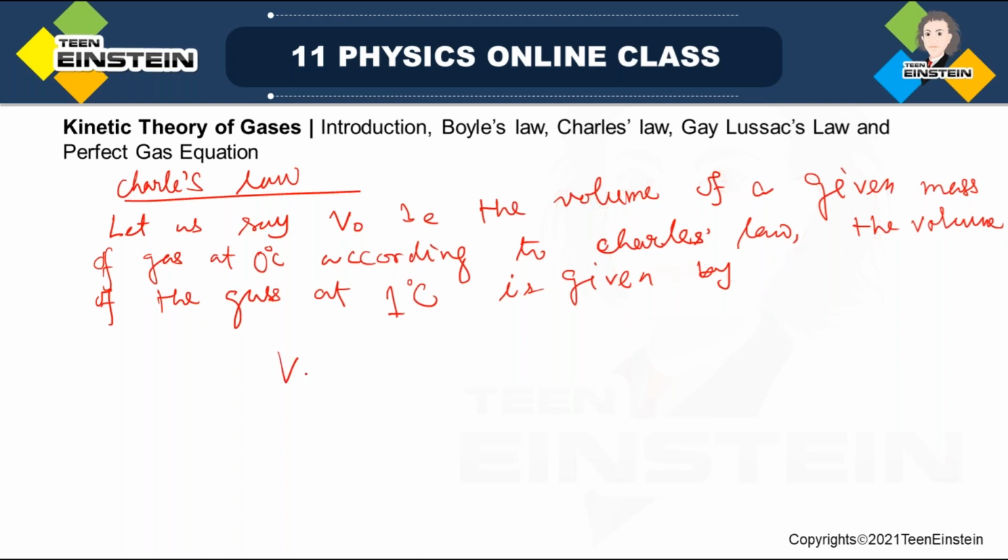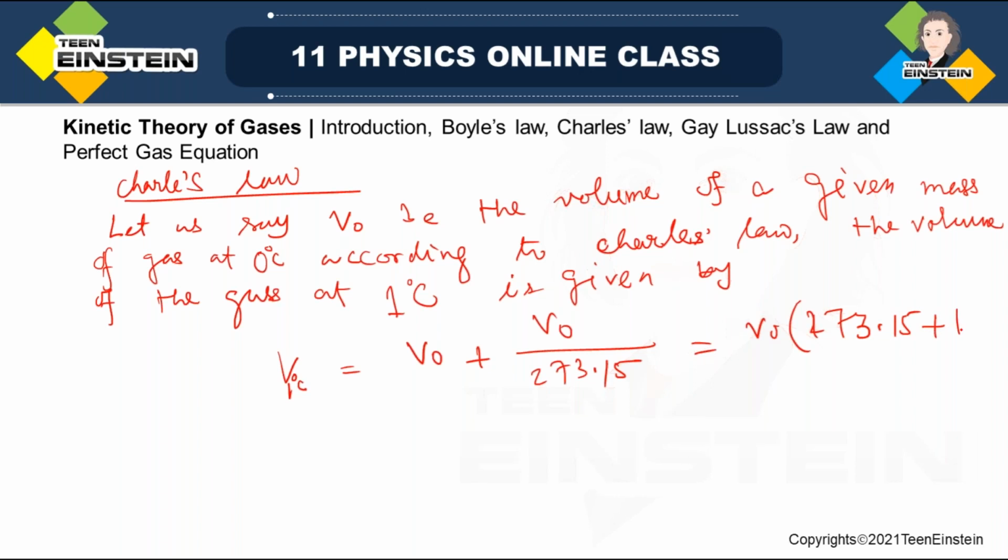V of T, or V of 1 degree. Let me write V of 1 degree is equal to V0 plus V0 by 273.15. So this would give you V0 whole into (1 plus 1 divided by 273.15). Okay, so this will be the mathematical formulation.